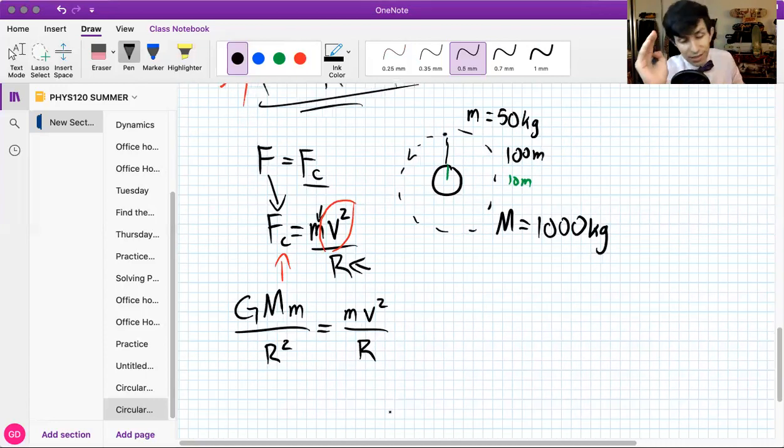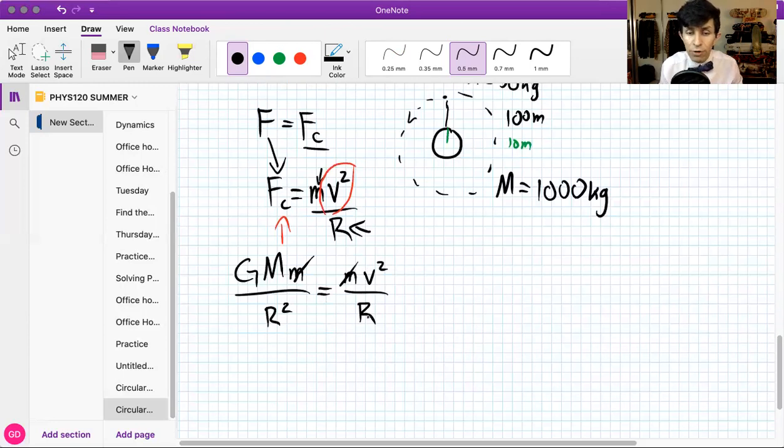But before you plug in values, always try to simplify these equations because it just makes our lives so much easier. What is one thing in common you see on both sides of the equation? What you see is that little m is in both of these. So if you divide by little m, it cancels them out. So now we don't have that.